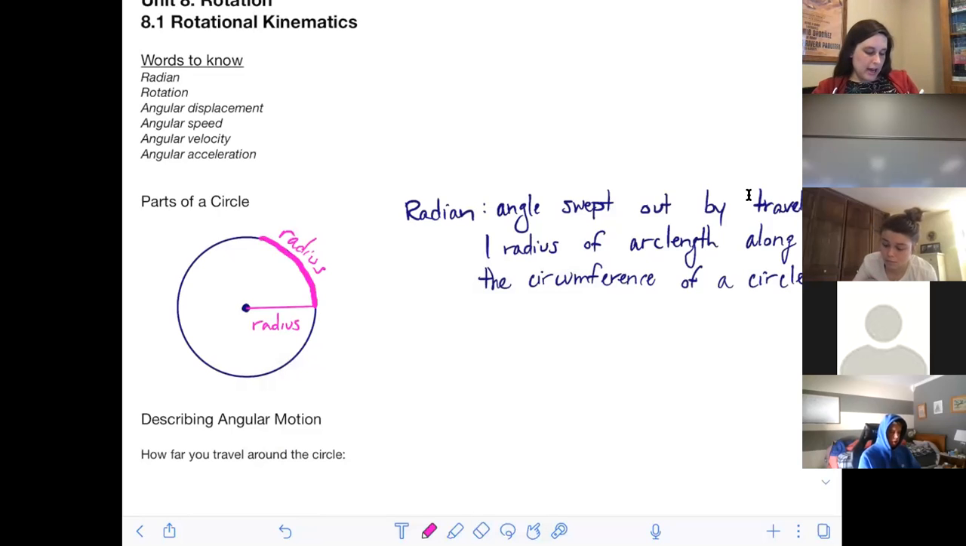And if we look at how much angle I have swept out, if I make this into like a pie wedge, the angle that you have swept out, this angle right here, that is what we're talking about when we say 1 radian. Okay.